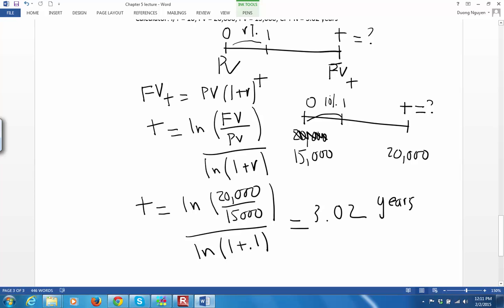So what it means is, if you deposit $15,000 today in a saving account that pays 10% per year, after 3.02 years you will get $20,000 and you will be able to buy the car. So chapter 5 is pretty simple, and I will go over some sample questions for chapter 5 so you can practice and then do the homework.